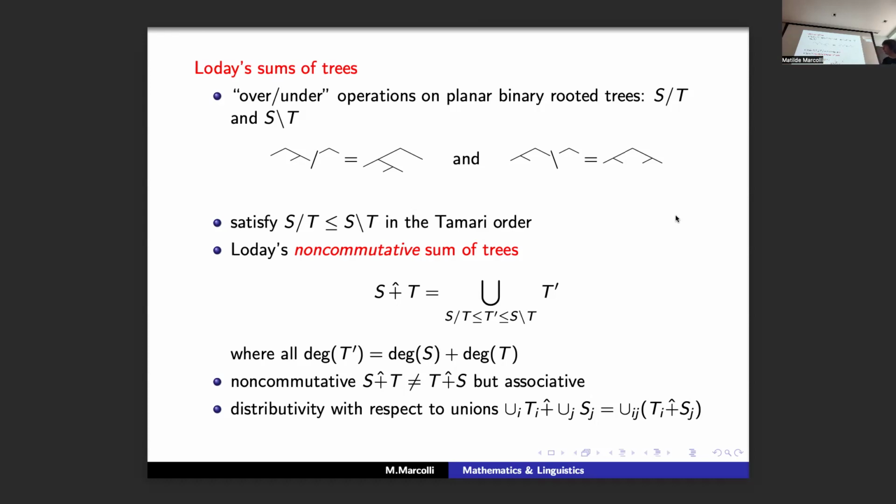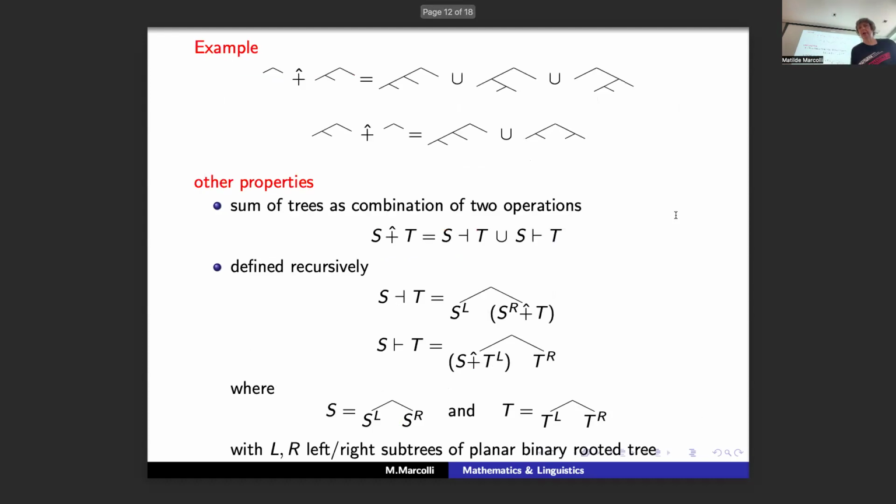And Loday defined this non-commutative sum of trees by taking the union of all the things that are in between these two in the Tamari order. It's an associative, non-commutative addition of trees that distributes over unions. And these were the examples that I showed at the end of last time.